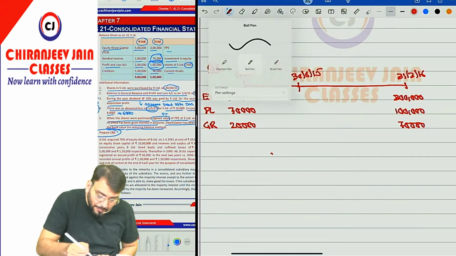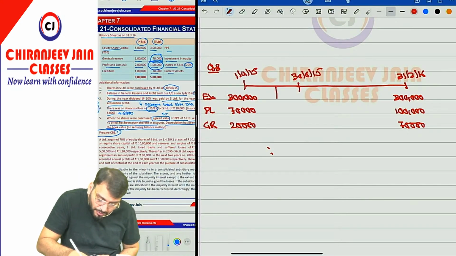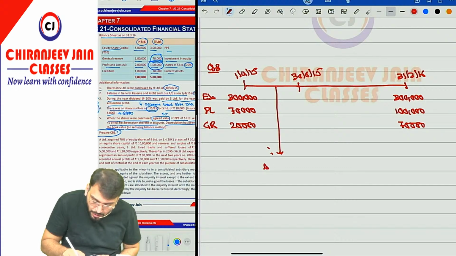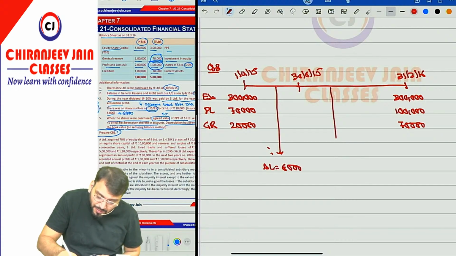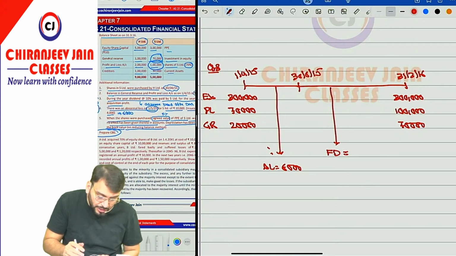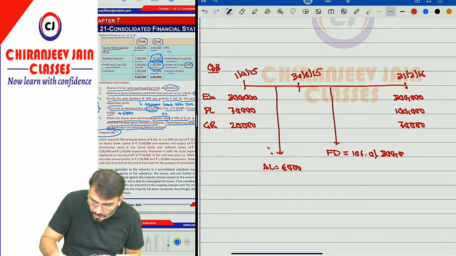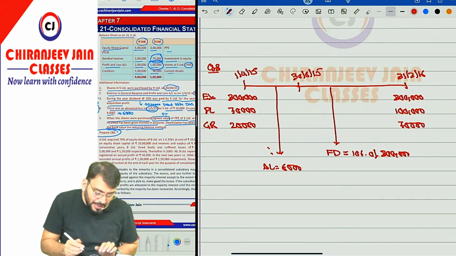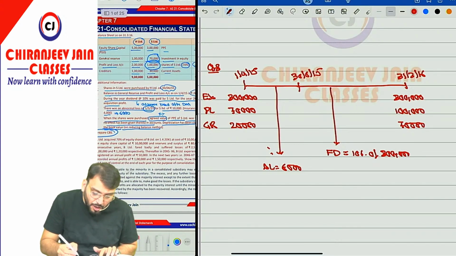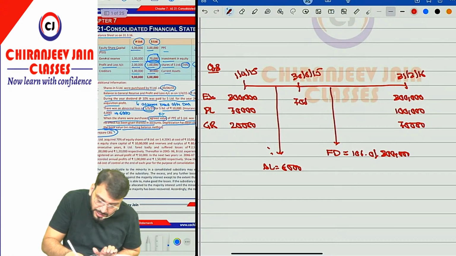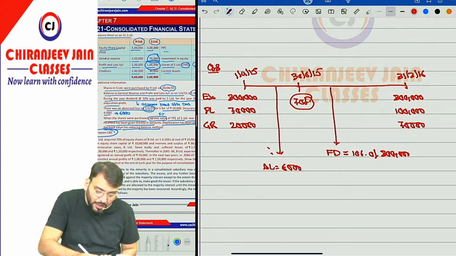Then they have given one abnormal loss during the pre-acquisition period of 6,000, the net loss. Then there is the final dividend paid after acquisition, which is 10% of capital only, that is on 3 lakh. And they acquired on 30th June. How many shares? 70% was acquired on this date.